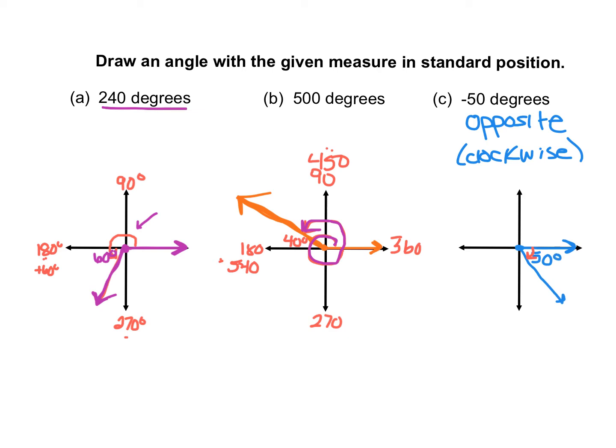What's interesting here is that when we're drawing angles in standard position, we can have any normal angle between 0 and 360, we can have angles that are larger than 360, and we can have angles that are negative, because we can use direction to denote the degree of the angle and whether it's positive or negative.